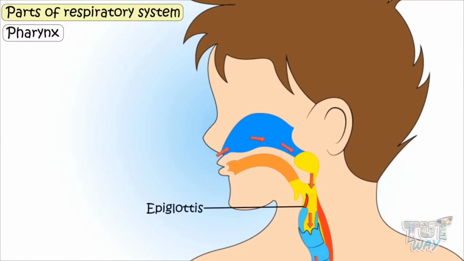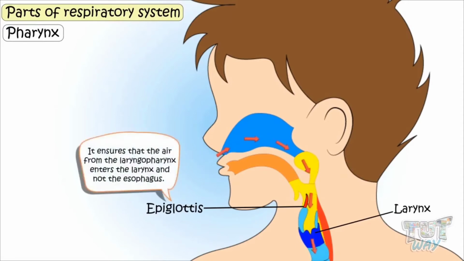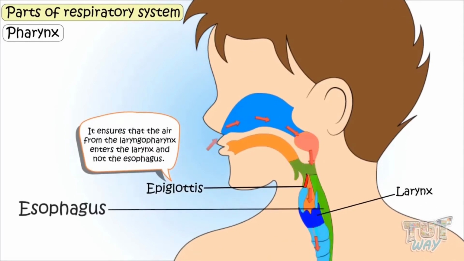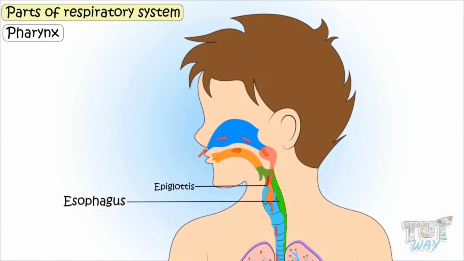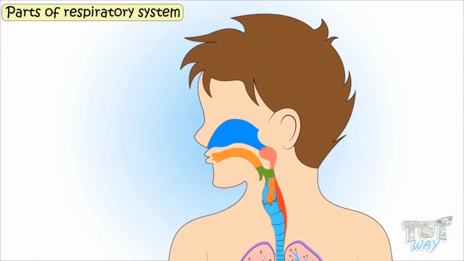Epiglottis, larynx. It ensures that the air from the pharynx enters the larynx. Esophagus, epiglottis, trachea.